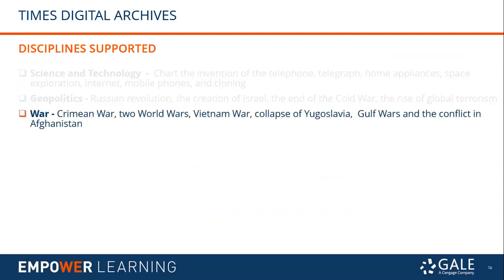Certainly war. War will be something of a global event. It doesn't matter how far away you are from the actual fighting and combat. It's a global event. The newspapers cover this. So whether we're talking about the Crimean War, any of the world wars, Vietnam, the collapse of Yugoslavia, or the war in Afghanistan, these are covered in the newspaper.